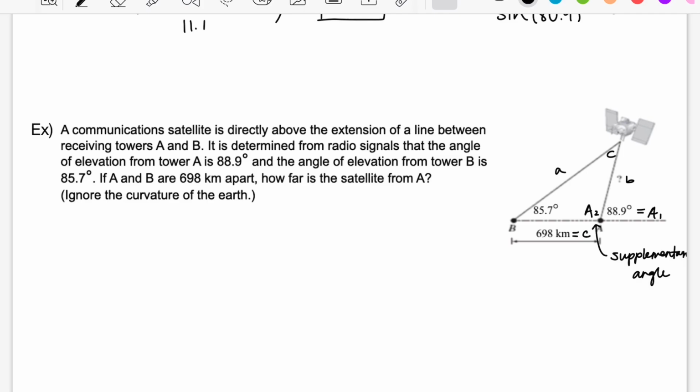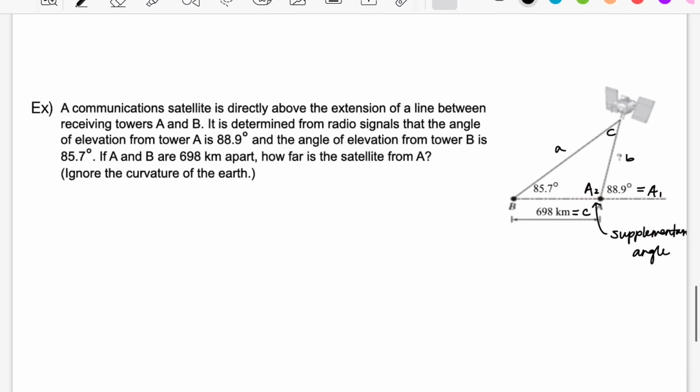This means that the sum of these two angles is going to be 180 degrees. And that makes sense if we were looking at our unit circle and we're starting from 0 and going all the way over to pi. This straight line here would be 180 degrees. So what we can do is figure out this angle A2 here using that information.